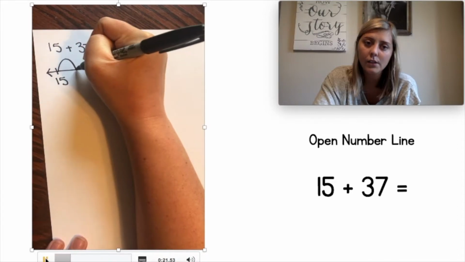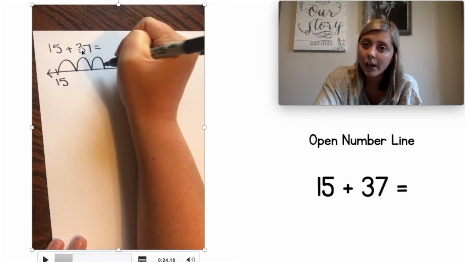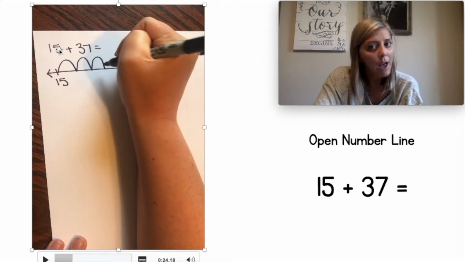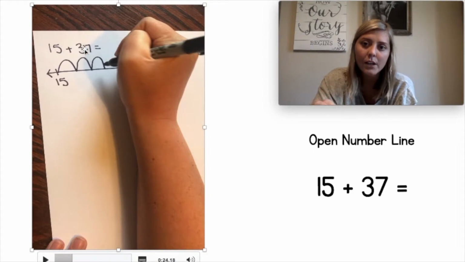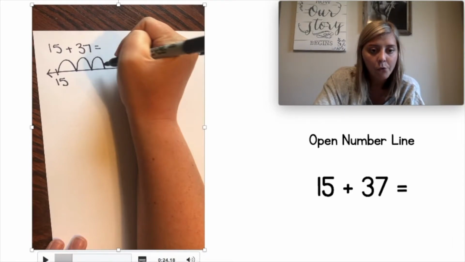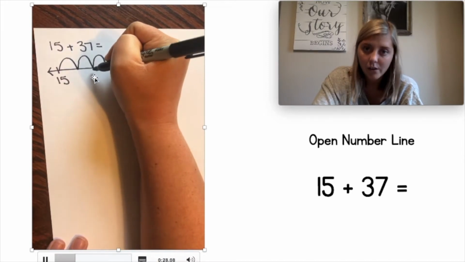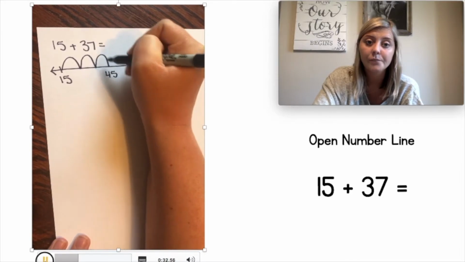Now watch how I do this. I'm going to make 3 big hops to show that I'm adding my 3 10s. So 15 plus 10, plus 20, plus 30. Now even though I'm not adding 15 plus 30, I'm adding 15 plus 37, I'm going to break this apart into adding my 10s first and then my 1s. In those 3 hops, 15, 25, 35, 45. I'm going to plot 45 right there.